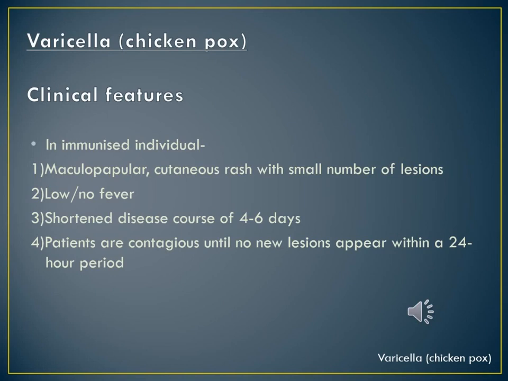In immunized individuals, it represents breakthrough infection, which means infection with wild-type virus in a previously immunized patient. So we can see a maculopapular cutaneous rash with a small number of lesions, low or no fever, and a shortened disease course of 4 to 6 days. Patients are contagious until no new lesions appear within a 24-hour period.